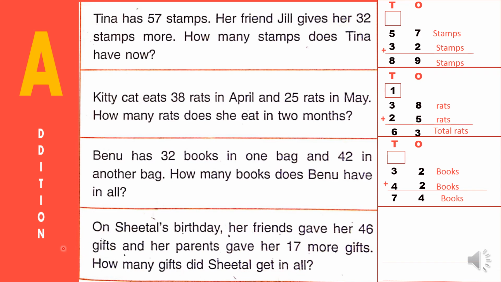So we have to start the answer. We have to add. First we have to write like this, tens, ones. Next, how many gifts did her friends give her? 46 gifts. And you have to keep the addition symbol like this. Next, how many gifts did her parents give her? 17 gifts. So we have to find the answer. How many gifts did Sheetal get in all?